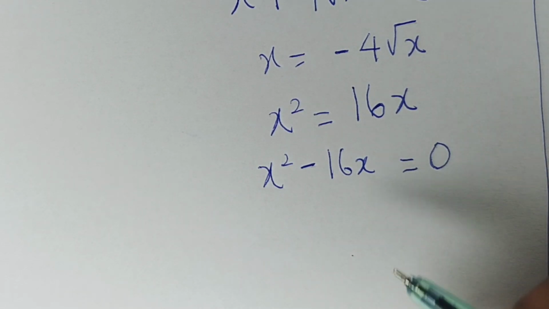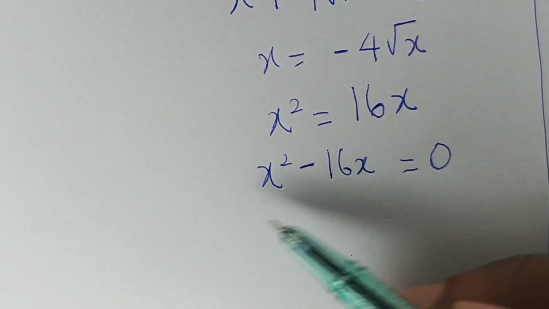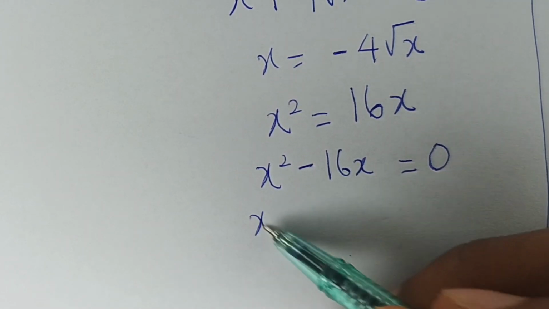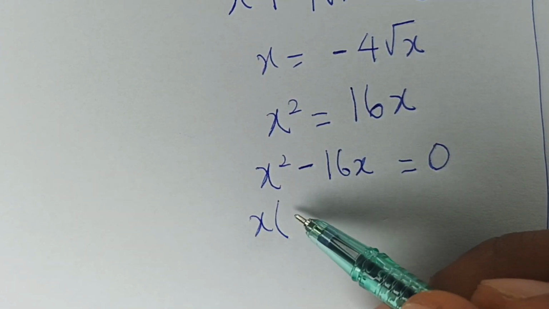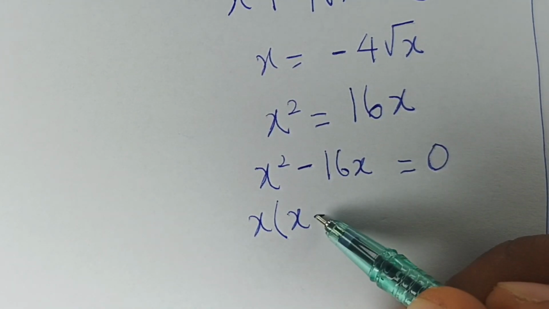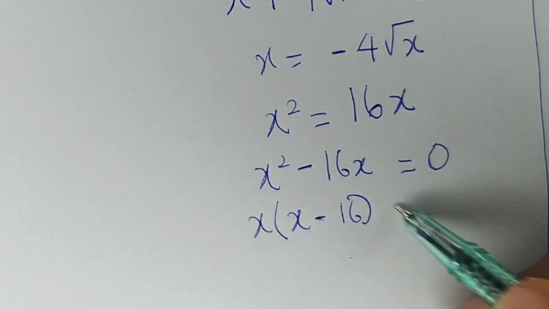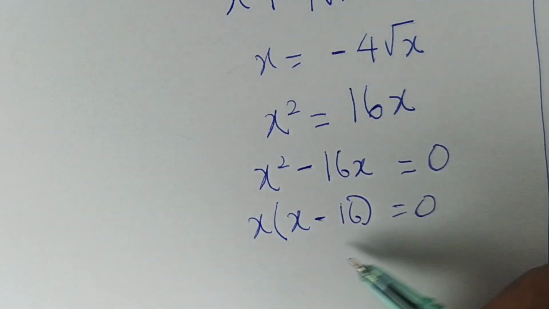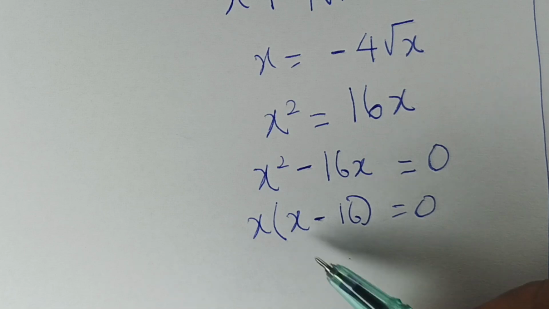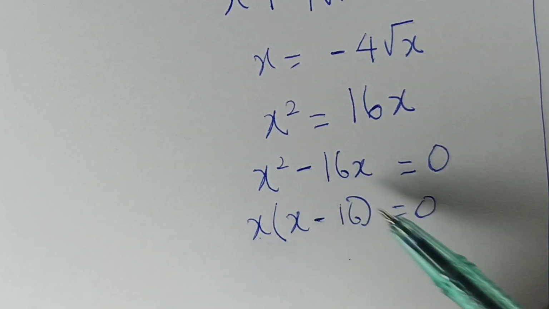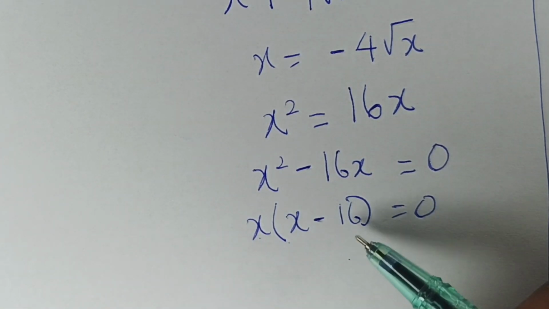Okay. Now from here, we can decide to factor out x. So we factor out x from here. We have x into x minus 16 is equal to 0. When the product of two things is equal to 0, it means that either the first one is equal to 0 or the second one is equal to 0.